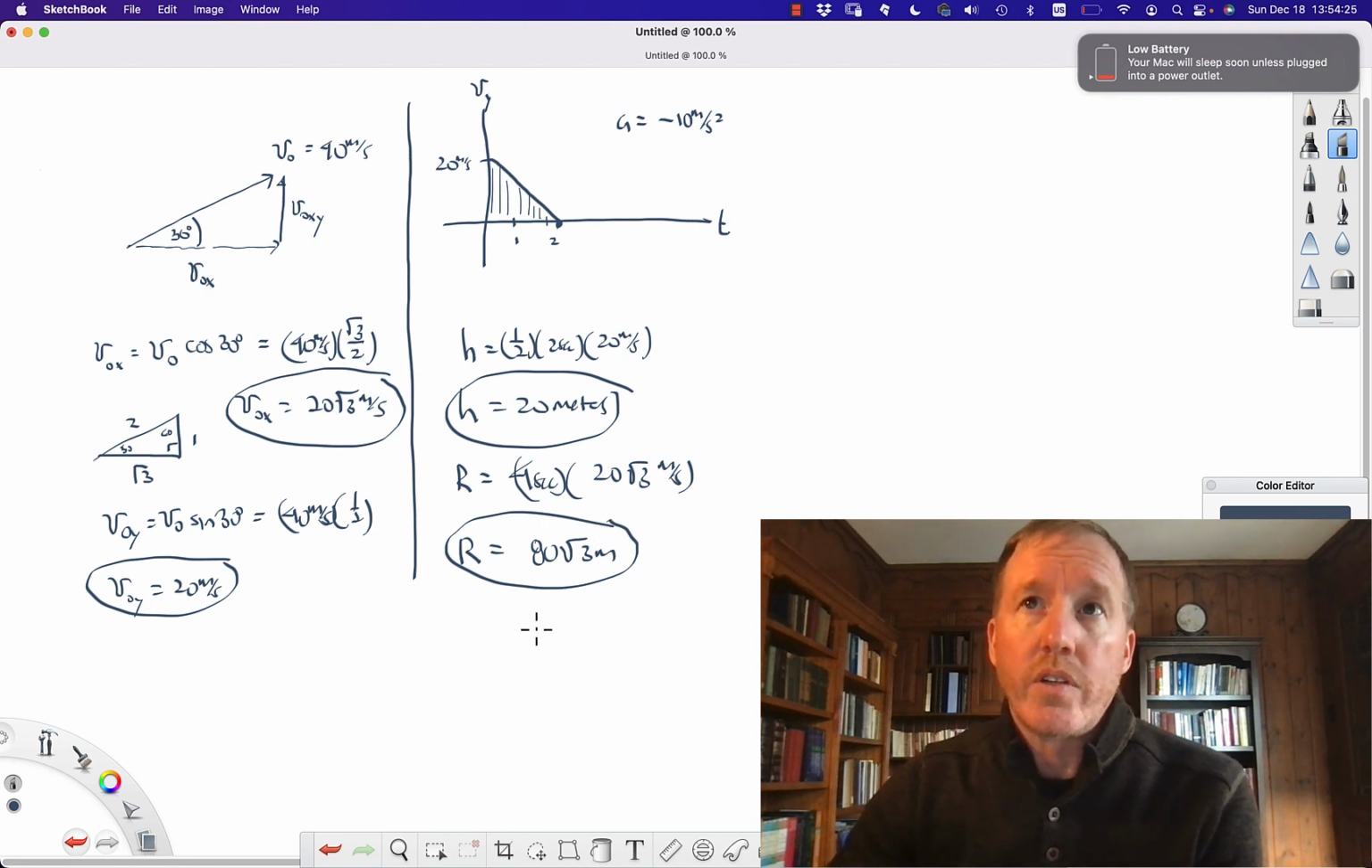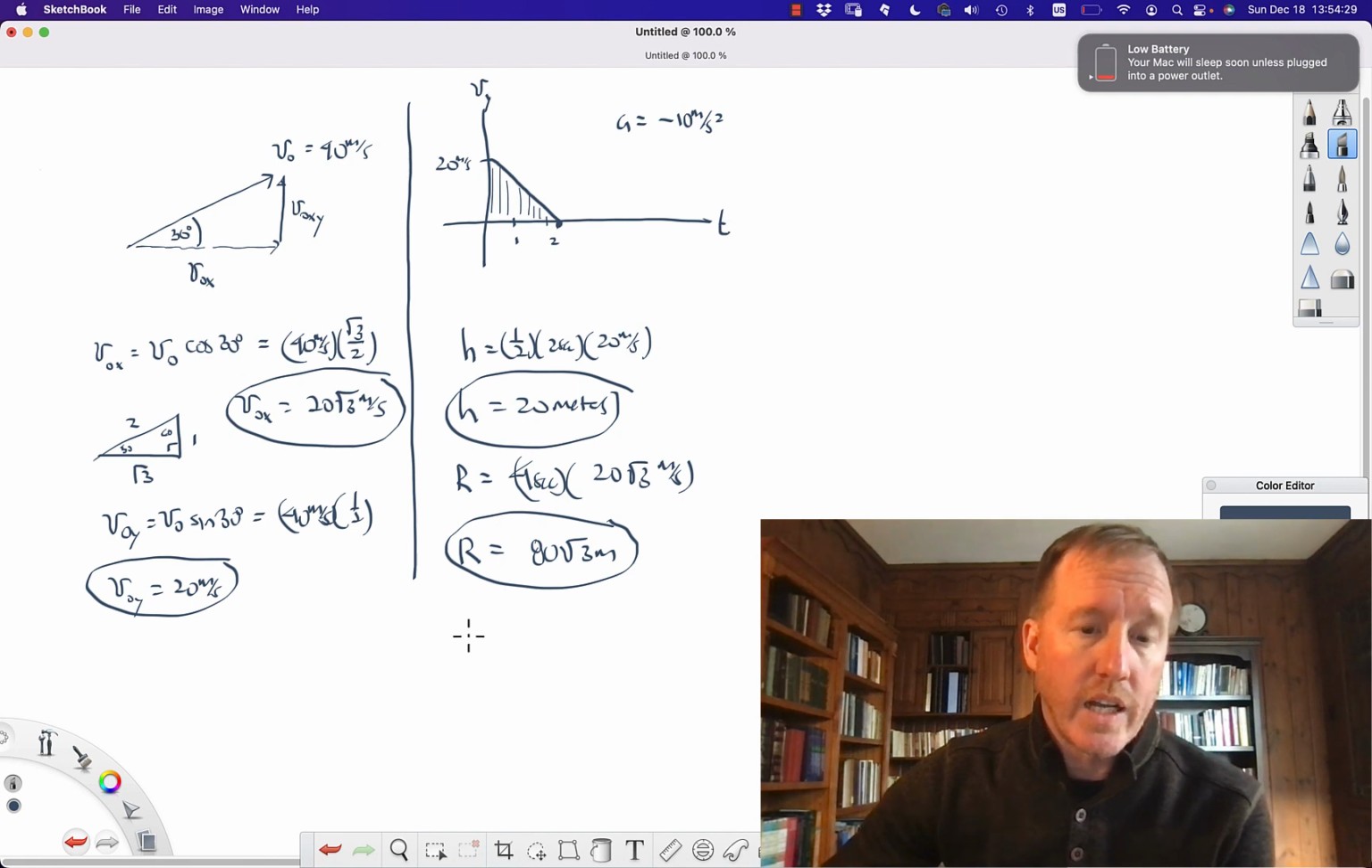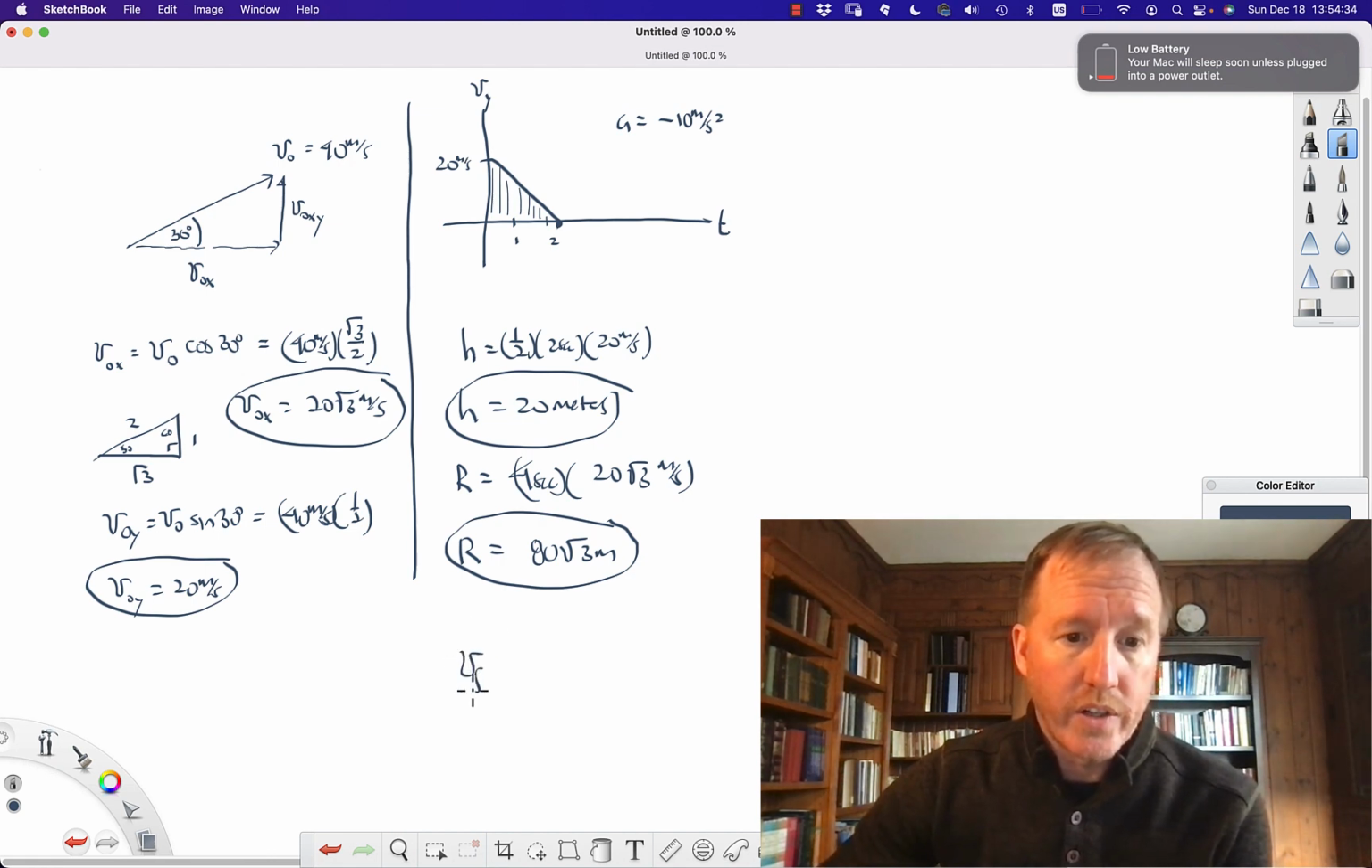And then what's the velocity of the cannonball when it strikes the ground? Well, it's going to be the same velocity as it had when it was fired. So the final velocity is going to be 40 meters per second.